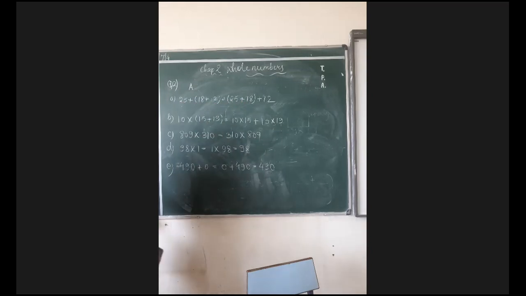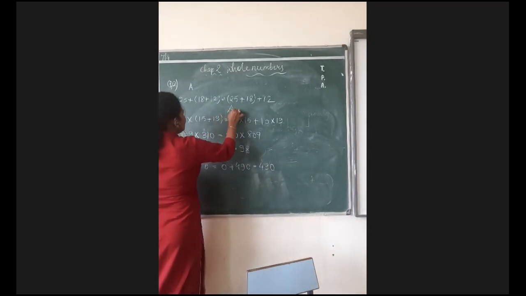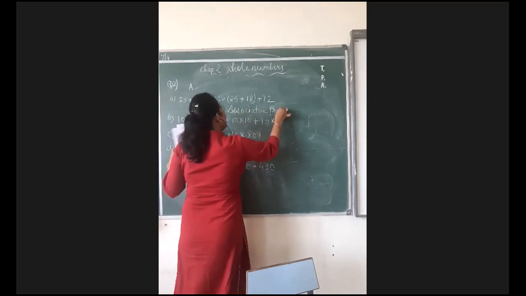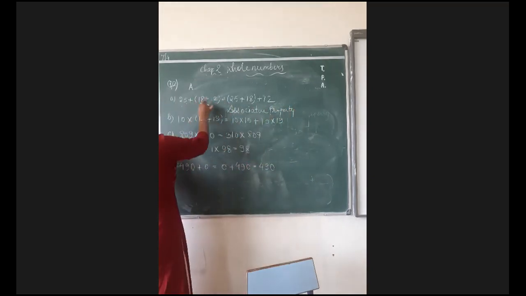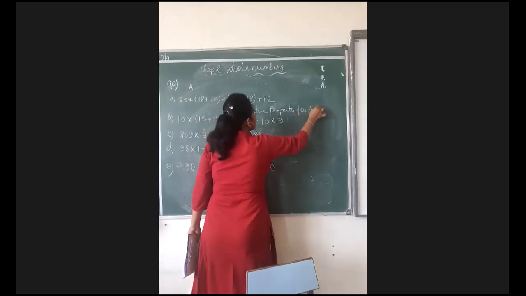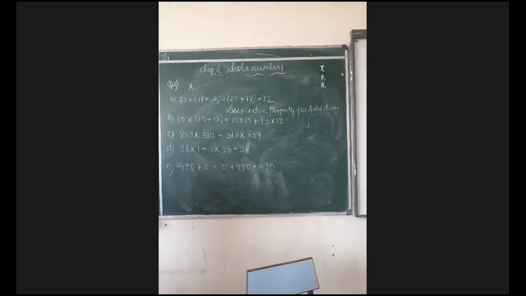If you remember, I taught you this property, that associative property says that you can group the numbers in any order in addition and in multiplication, and the answer will not change. So here the answer would be associative property. And please remember, this is addition everywhere, so this property is for addition in this case. This is the first one: associative property for addition.